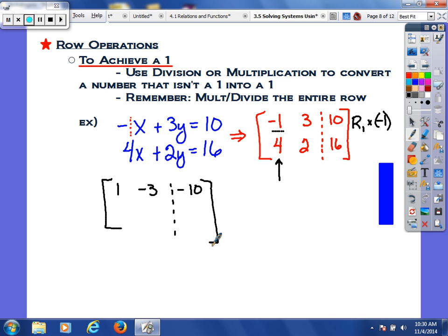That's called a row operation. And then my bottom row doesn't do anything. I didn't do anything to it. I just made the top one a 1. So we were successful. Now I'm still with column 1. I need to make the 4 a 0. So that's going to be our next step.